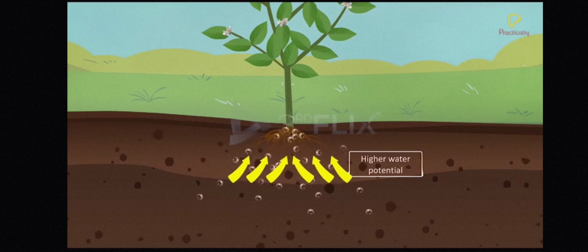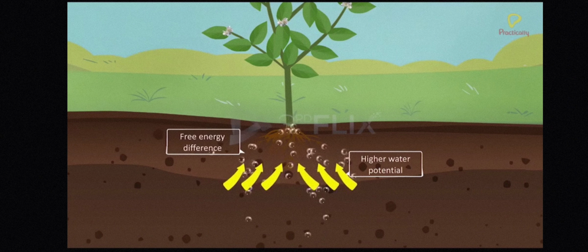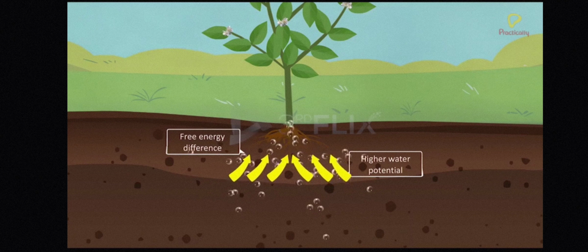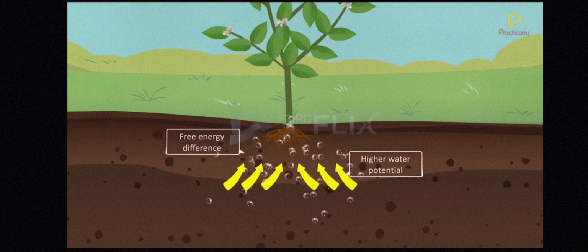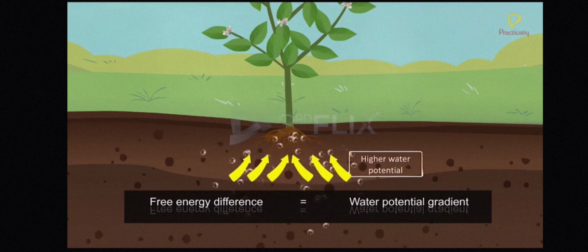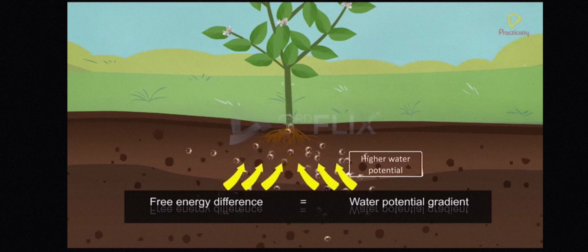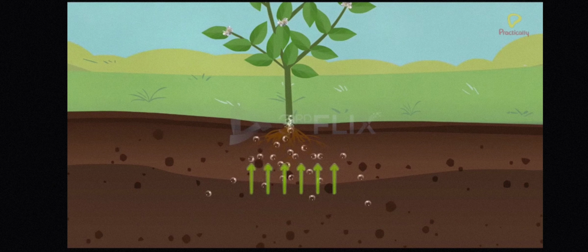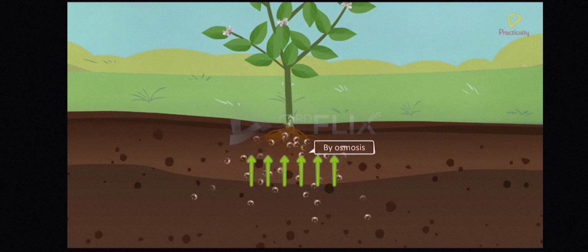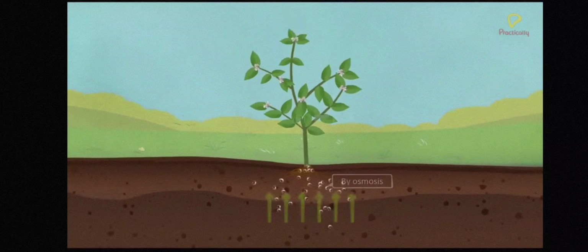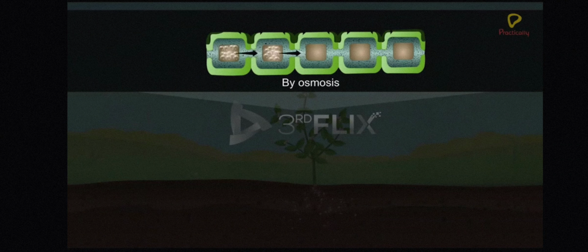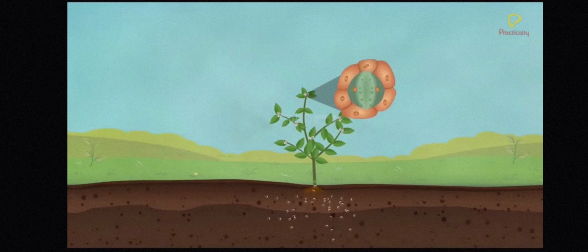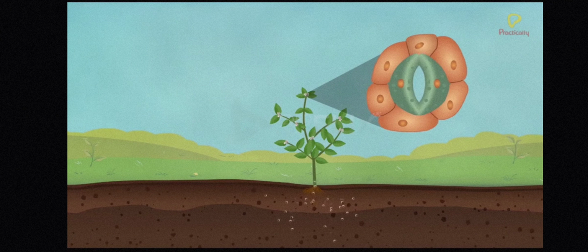The driving force of osmosis is the free energy difference between the two regions of water, which is equal to the water potential gradient. Osmosis helps in the absorption of water by plants. Movement of water from one cell to another is due to osmosis. Osmosis brings about the opening and closing of stomata.